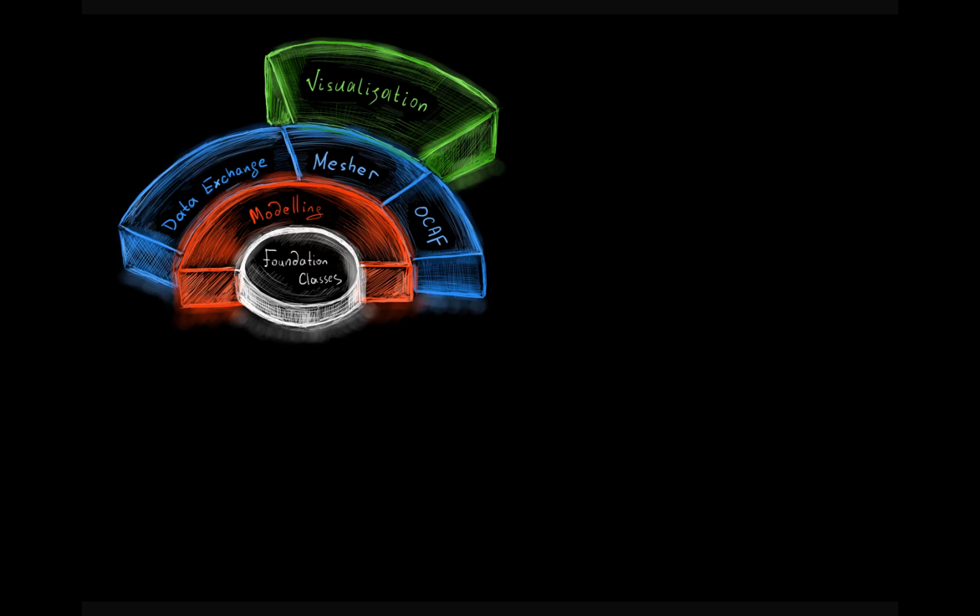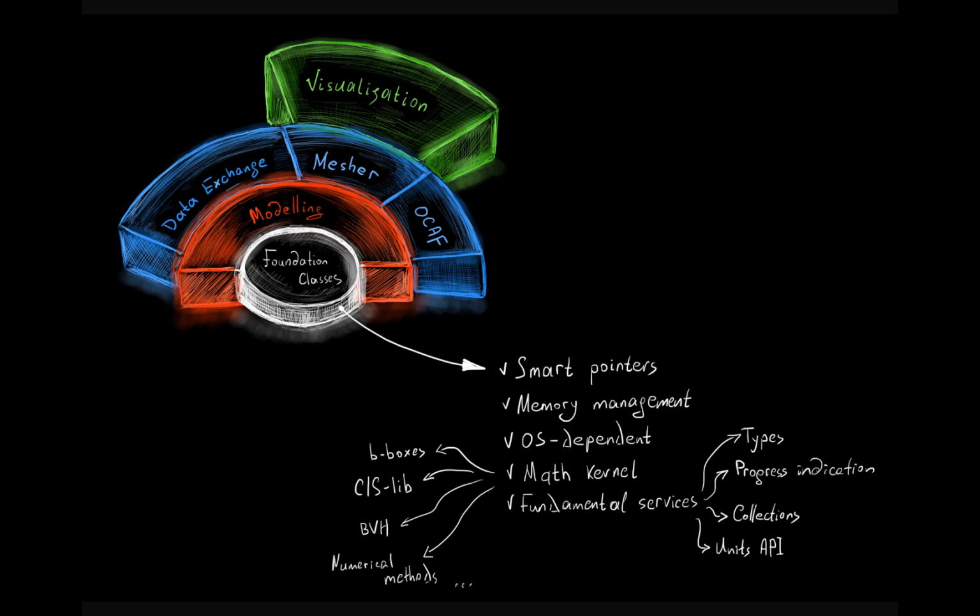The fundamental module is foundation classes. Let's see what the foundation classes module contains. First of all, it comes with smart pointers. Back in the day, smart pointers were not available as a part of the C++ standard library, and that's why OpenCascade came with its own implementation of a smart pointer mechanism.